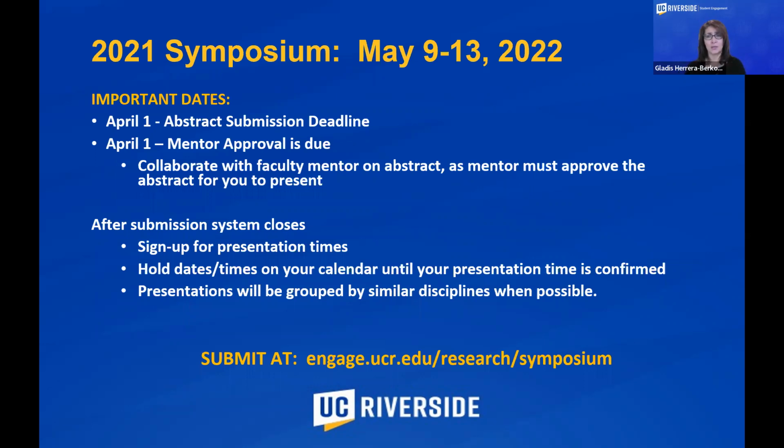After the submission and approval, and when the system closes down on April 1st, we will then forward an email to you with the schedule of available times for you to present. The times will be given out on a first come, first served basis. So if you know that you need to present at a particular time, we highly encourage you to respond immediately, select your time, hold it on your calendar, and then wait for our final confirmation that that's the time that you have. But again, first come, first served.